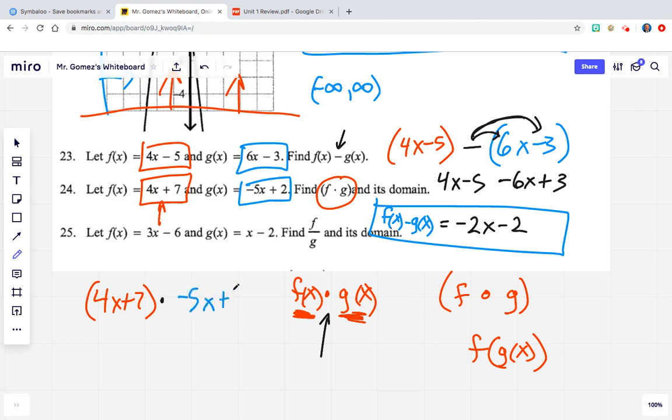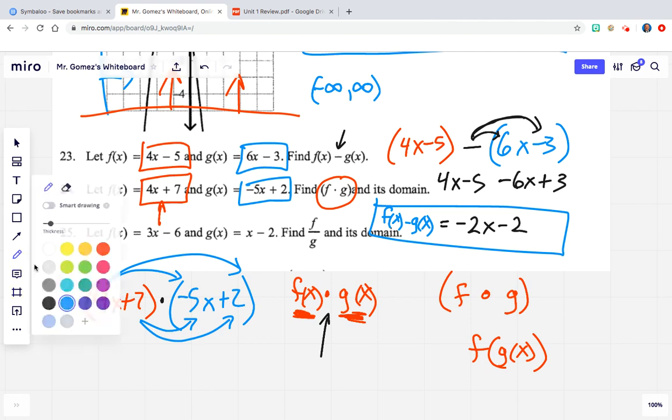And again, good use of parentheses. If I don't use parentheses here, I would only end up distributing this negative 5 onto both of these terms. But if I do it like this, it forces me to do a FOIL method: the first, the outside terms, the inside terms, and then the last terms. So let's go ahead and go through it.